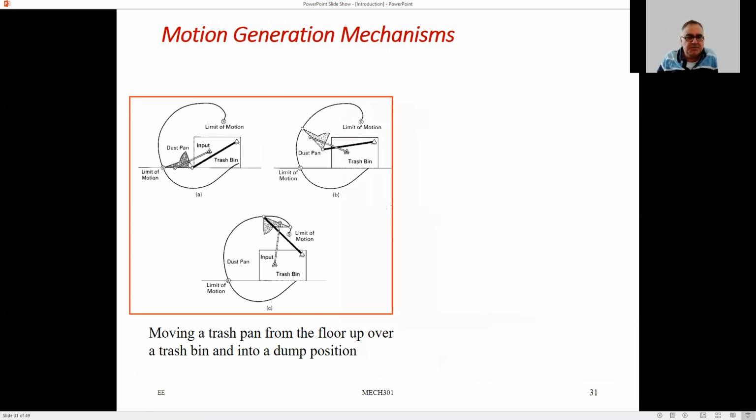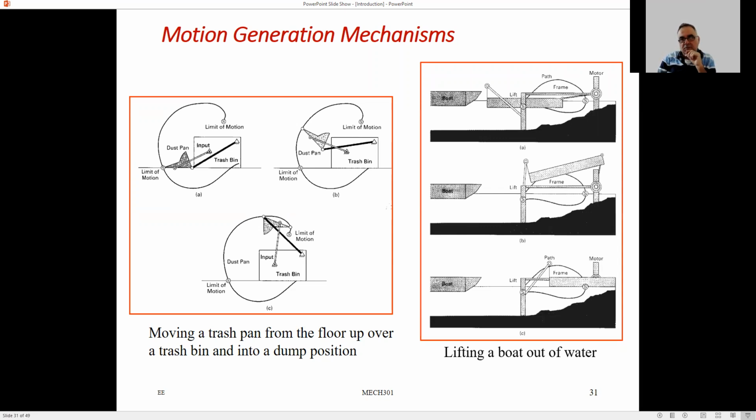Again, you have a trash bin moved from one point to another one. It is moved from the floor up to the dump position. I guess this is for those trash trucks. They pick up a trash bin and convert it and put it inside the truck. They dump the contents into the truck. I don't know why it does this sound. I copied it from somewhere else.